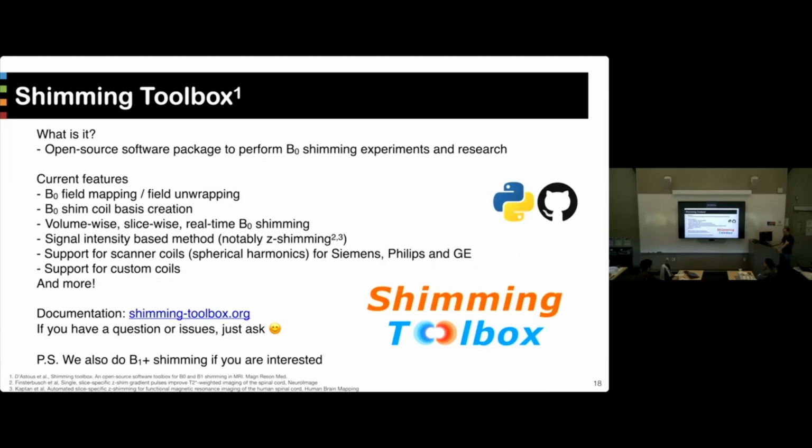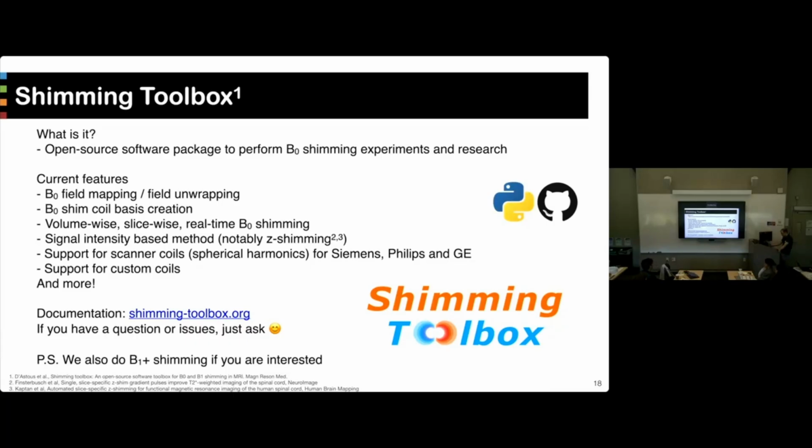So this was the idea behind Shimming Toolbox. The goal was to create this open source software package to perform B0 shimming experiments and research. There are many features right now. You can do your B0 field mapping. You can do shim coil basis creation, which would be for your custom coil if you have one. You can do volume shim, slice-wise shim, real-time. We also have a signal intensity-based method. And we support the scanner coils, the spherical harmonic coils of the scanner, for Siemens, Philips, and GE. And then we're looking into other vendors if they're interested.